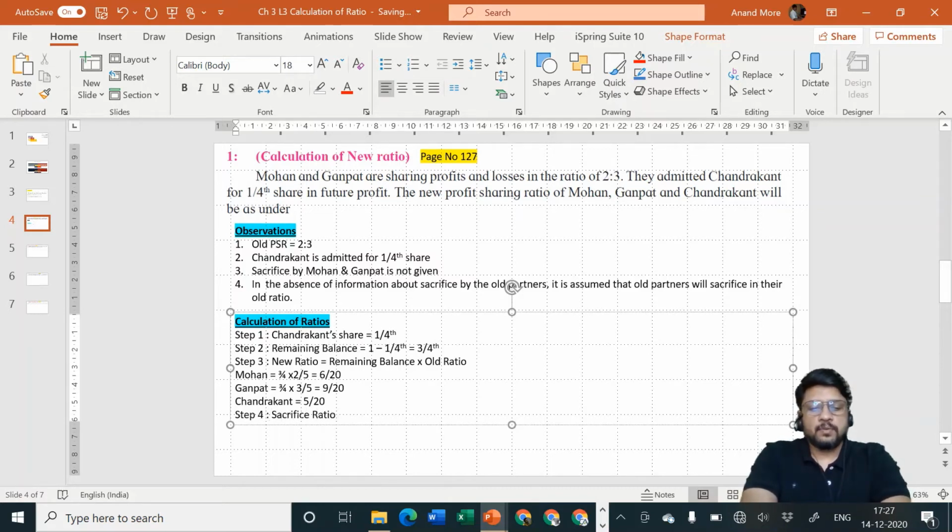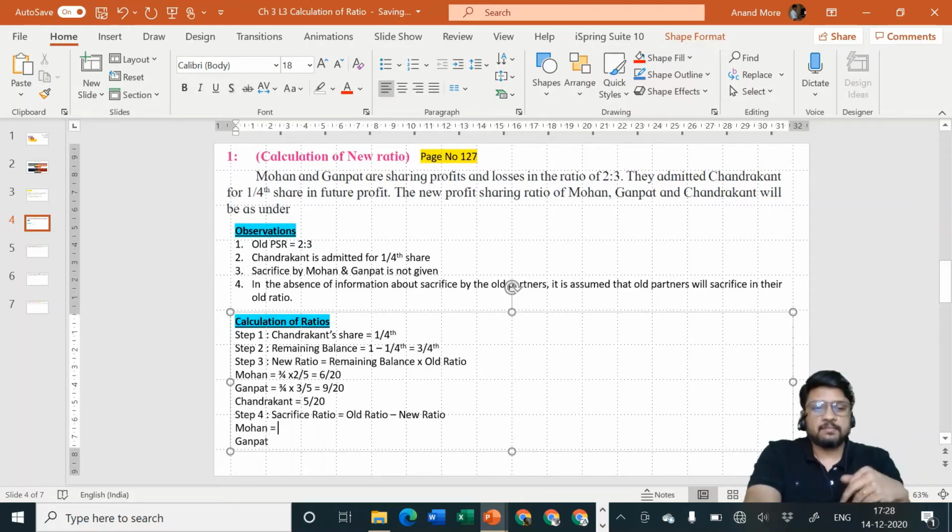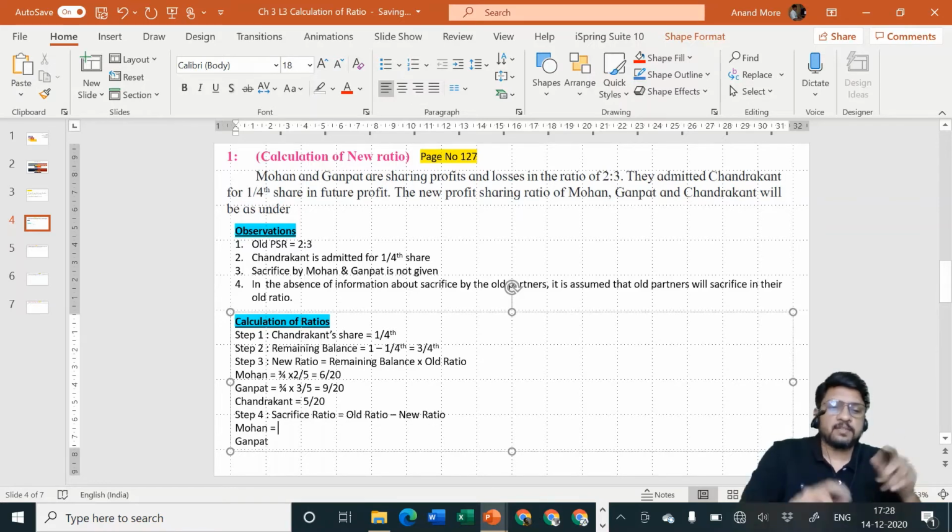Sacrifice ratio is equal to, we have already specified the formula, old ratio minus new ratio is equal to sacrifice ratio. So who is going to sacrifice? Obviously only Mohan and Ganpat are going to sacrifice. Chandrakant is not going to sacrifice because he is a new partner. Okay, he is gaining. Mohan and Ganpat are sacrificing, they are sharing. So ultimately Chandrakant is gaining, he is getting.